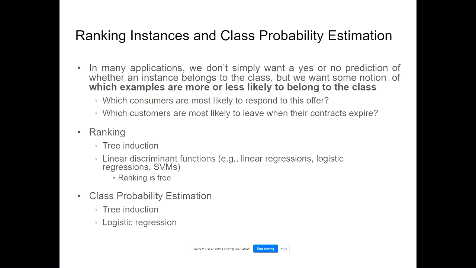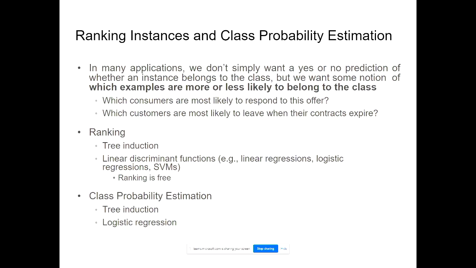Okay, so I just wanted to go over this really quickly. A lot of times, as I've said, we don't just want a yes or no prediction of whether an instance belongs to the class, but we want to have some sense of which individuals are more or less likely to belong to a class. So that's the direction we're going in today. And it allows us a little bit more customization when we are formulating our business actions that might be necessary.